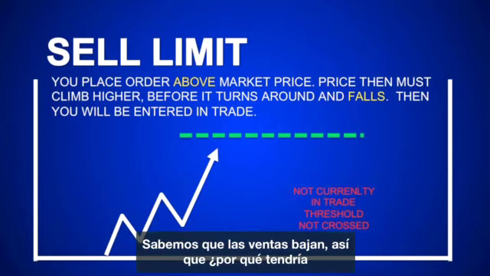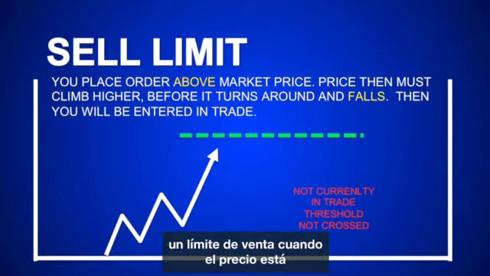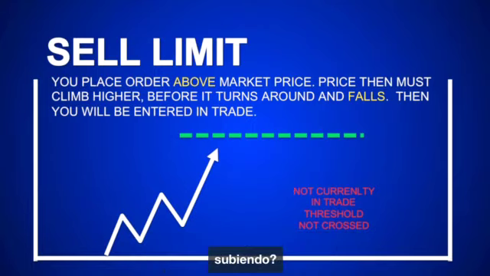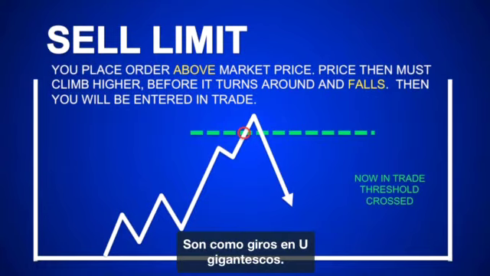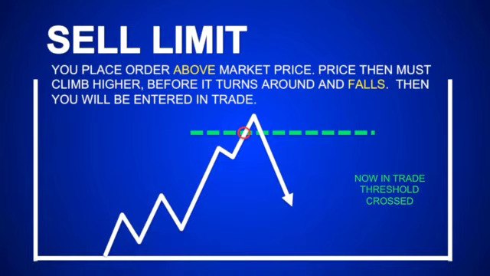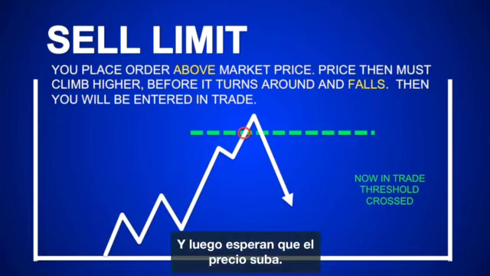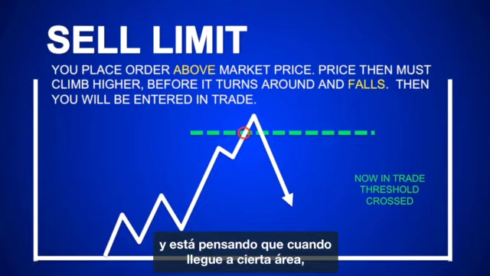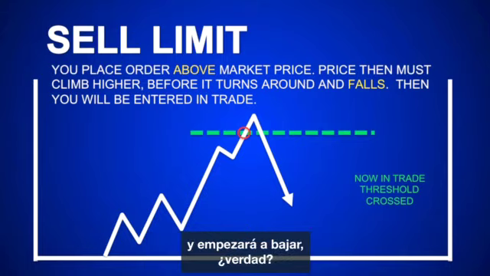So as of right now, you're currently not in the trade. Why? Because it has not crossed the threshold. The moment it touches that line, you are activated. Here's an example of the sell limit that you were just looking at. It has now been activated. Why? Because it has actually touched the threshold. So what happened? You placed an order above market price, remember? And then price had to climb higher. So it did climb higher before it turned around and then fell. Then you are entered into the trade. So as you see, that's what happened here.